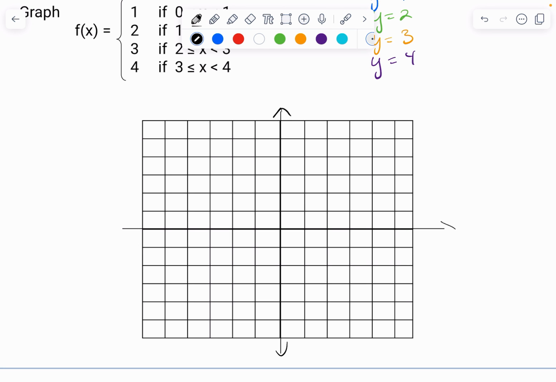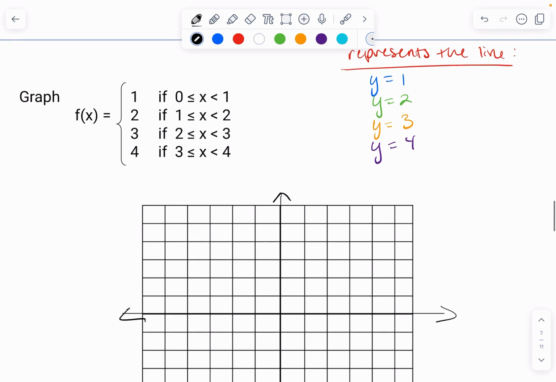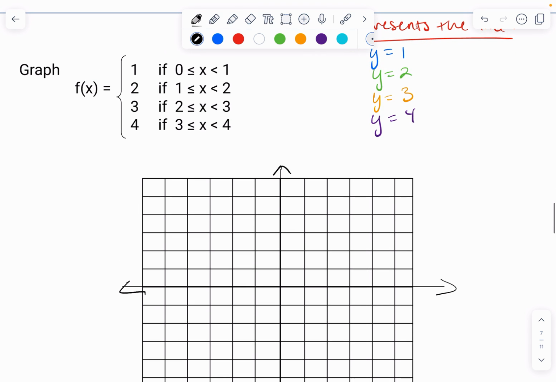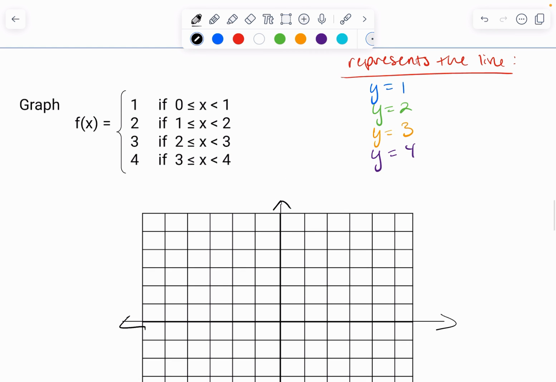So I'm going to draw my x and y axis. And then I'm going to draw the lines. Again, you could use the eraser method. You could draw all of these horizontal lines and then erase up to the restriction values. I'm going to use the second method here, so I'm going to plug in points.